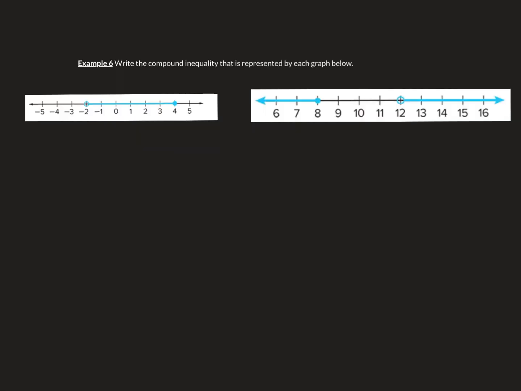Example 6, write the compound inequality that is represented by each graph below. Hopefully we've done enough here that you can distinguish which one is an and which one is an or. This is an and graph. This is an or graph. For my and, I can do the between. -2 and 4 is what it's shaded between. Put an x in the middle. Less than, or equal to.